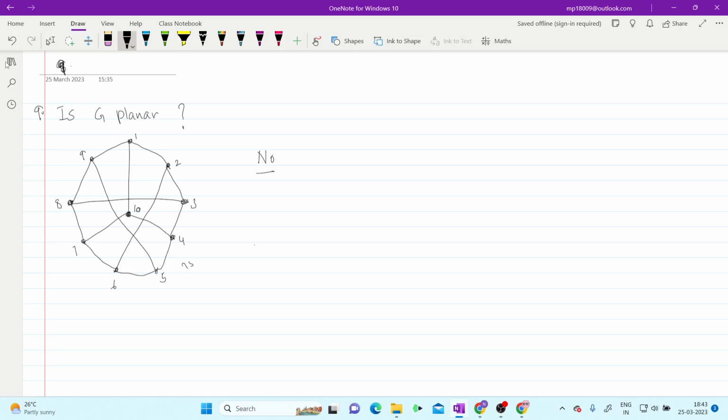If you are saying it is non-planar, we have this characterization that G is planar if and only if G does not have a subgraph which is edge contractible to K5 or K33. So your answer is correct.